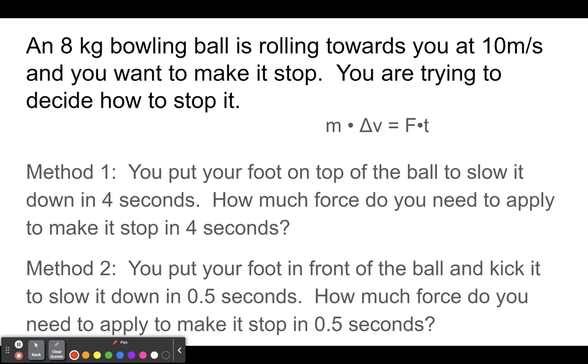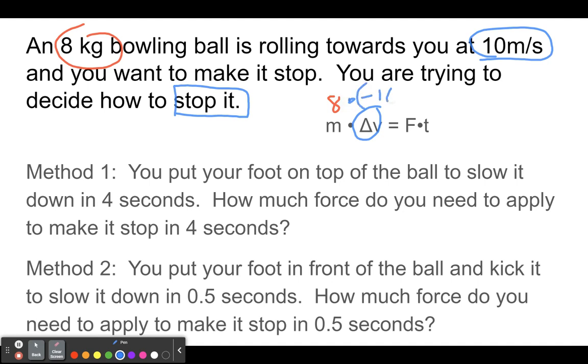So my mass is 8. My change in velocity is, let's see, I was going at 10 meters per second, and now I want it to stop. So I was going 10, now I'm going 0, so I say times negative 10. And this is going to be equal to my force, which I don't know, that's what I'm trying to find, force, times time. And for this one, it's 4 seconds. So we're going to go times 4.